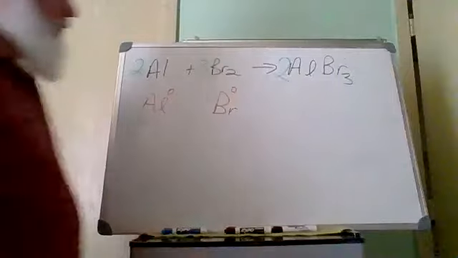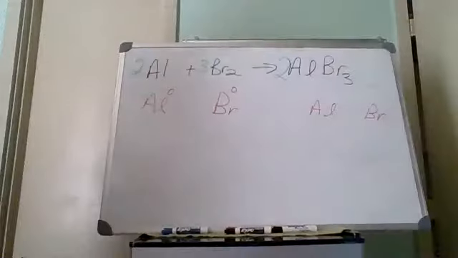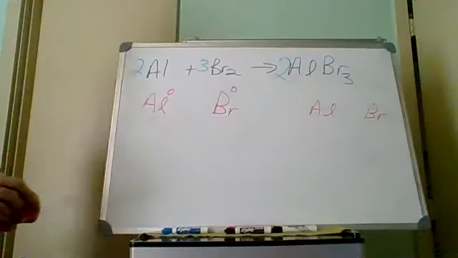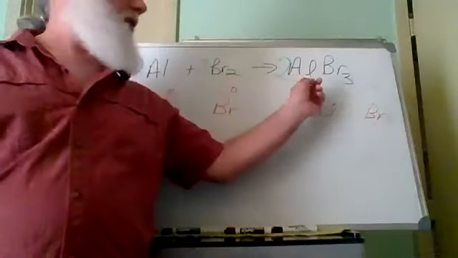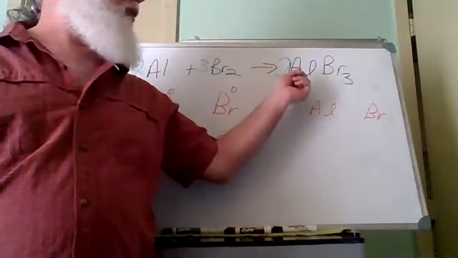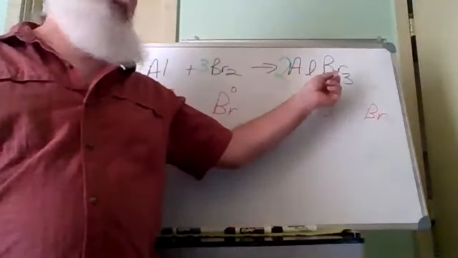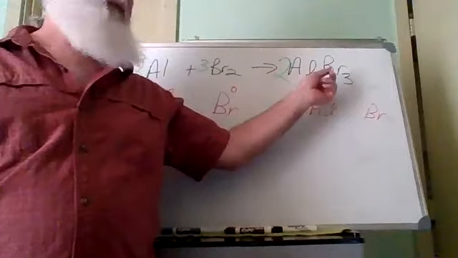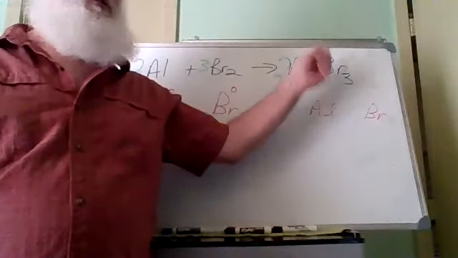Now, over here, I also have aluminum and I also have bromine, but they're not neutral because this is an ionic compound. So how can I get their charges? Well, I can look on the periodic table and I see aluminum's charge is +3. It's a Roman numeral group 3A. Here, bromide is a Roman numeral 7A. So this is -1.